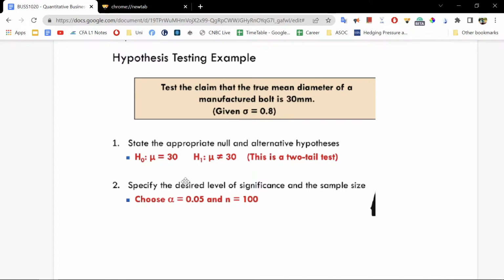Since this is a two-tailed test, we have to divide alpha by 2 for each side of the z-test. Sigma is the standard deviation of the population, given as 0.8, and n is 100. Now keep in mind, when n is greater than 30, the central limit theorem comes into play.